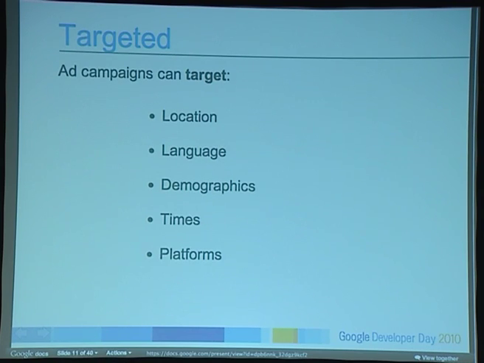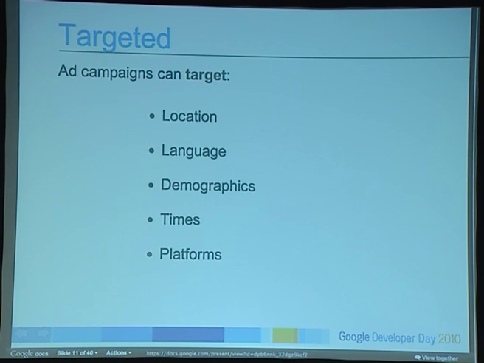So the campaigns can be targeted by location, by language. This is something very important for many countries, that you can choose where you want to spend the money. For example, if you are in the Czech Republic, you can specify the Czech Republic as a whole, or you can specify sub-regions of the Czech Republic or cities. We have different ways of targeting.